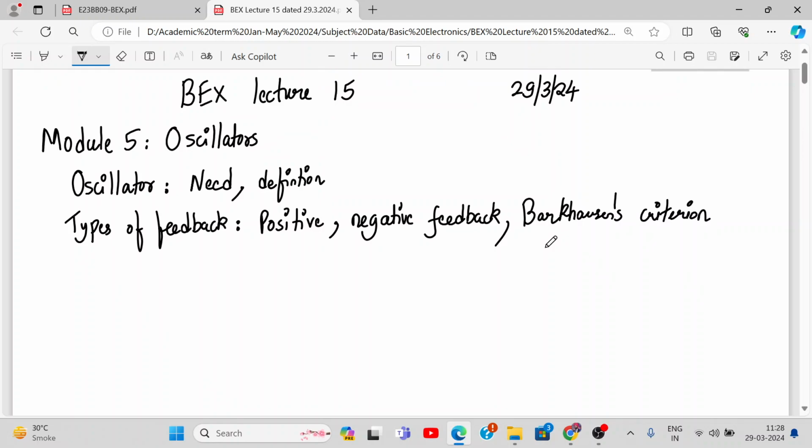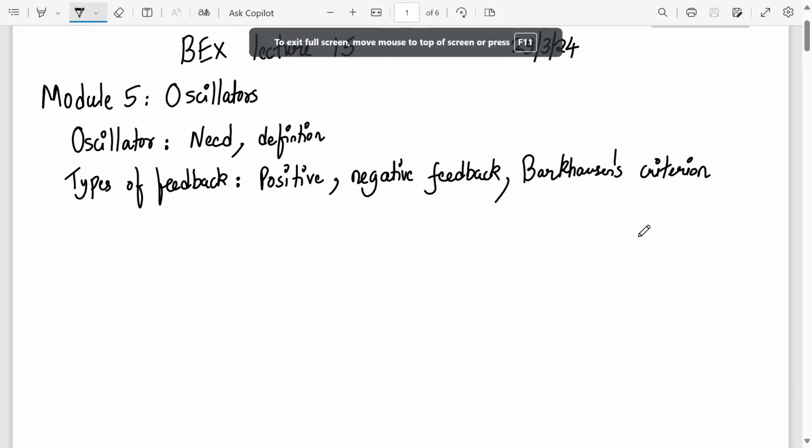BEX lecture number 15. So today we are going to start with the module oscillators. In oscillators we are going to check why we require an oscillator, its needs, and the definition of an oscillator. Then we'll go through the types of feedback, which are positive and negative feedback, and also discuss the condition for oscillations, which is described by Barkhausen's criteria.